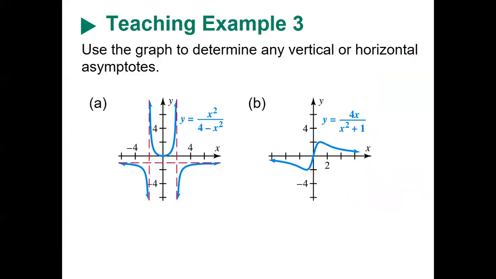All right, so here we have it. We're going to determine any vertical or horizontal asymptote. Vertical means up and down. Horizontal means side to side. Agreed? So this has it clearly labeled. Is there a vertical asymptote? Yes. How many are there, and where are they? At x equals -2 and at x equals +2.